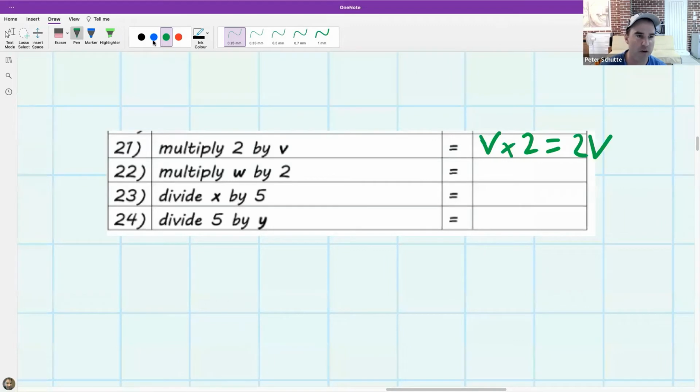Perfect. And how about the second one? Can you help me with the second one? 2w. 2w, exactly. Another way of writing it would be w times 2. Both are correct, but it's just a little bit easier to work with. Our brains like it when the number is in front and the letter comes afterwards. Fantastic. Thank you so much.